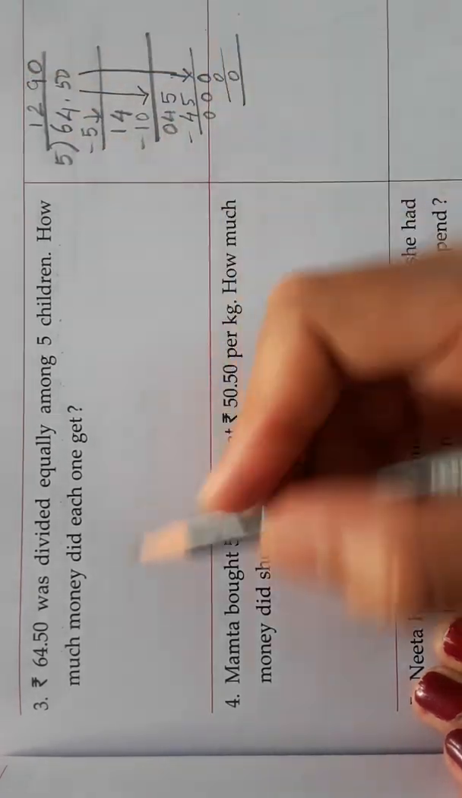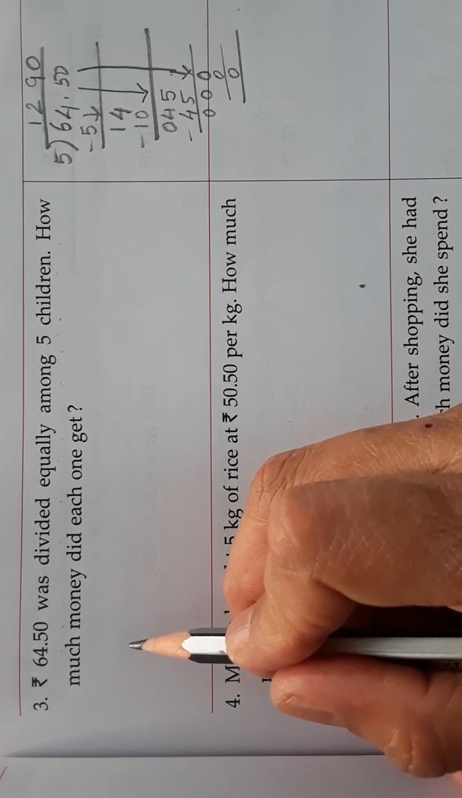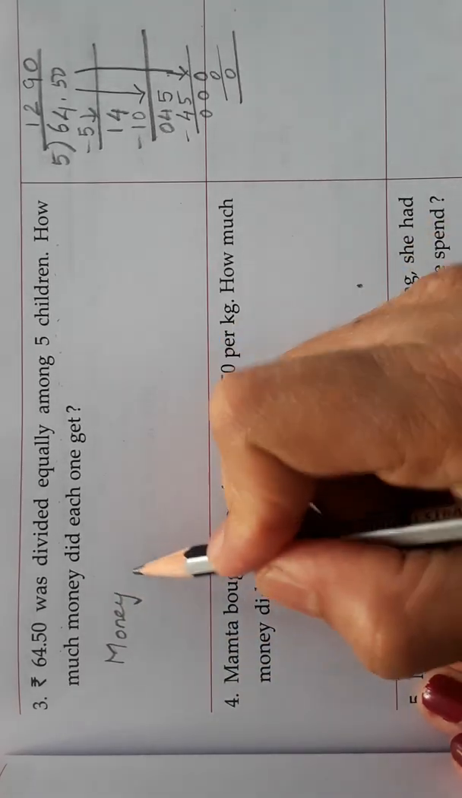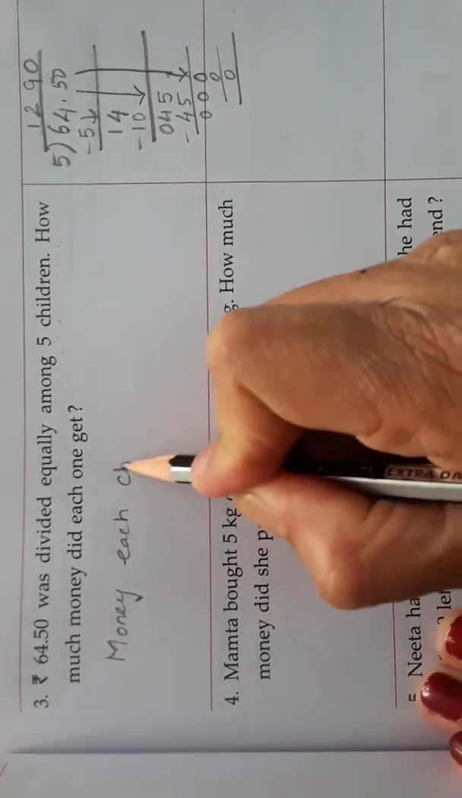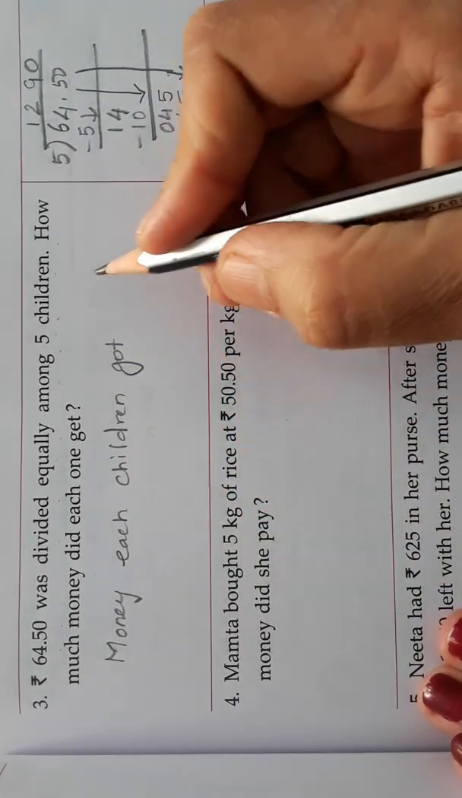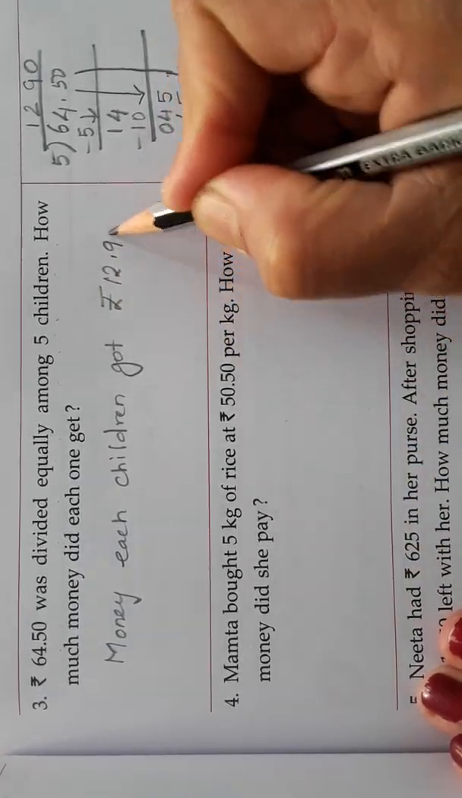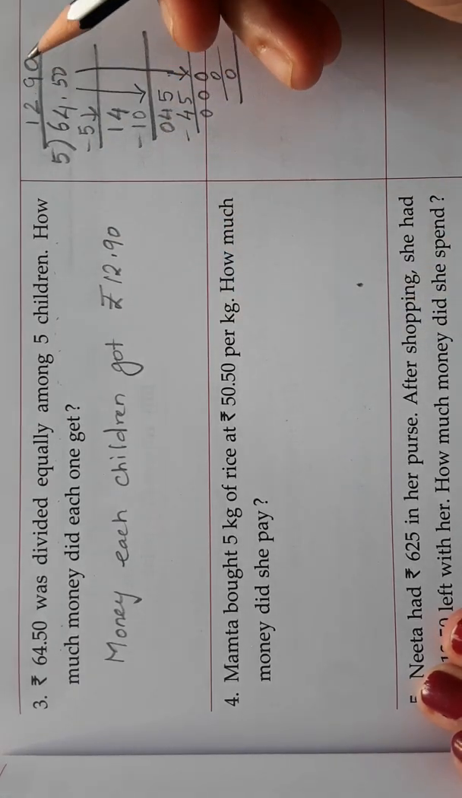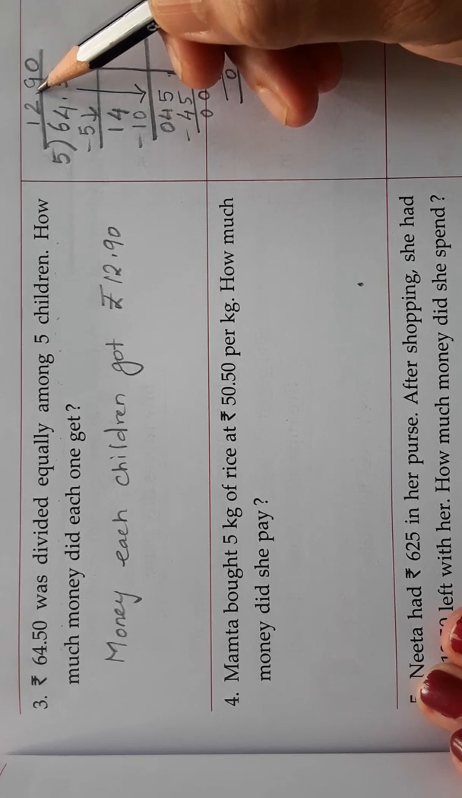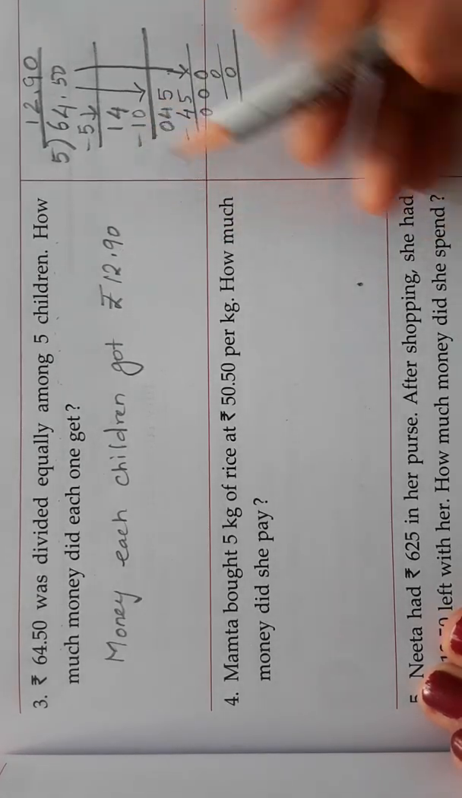So what is the amount each child will get? Each child got 12 rupees 90 paise. So what you should do? You should put the dot after 2 digits from the right. So 12 rupees 90 paise. Understood, children?